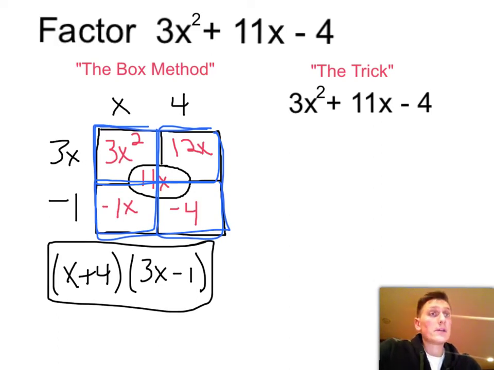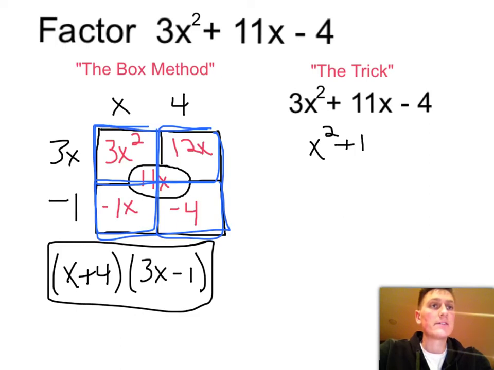Let's look at the last method, which is the trick method. Remember, the first step in the trick method is to drop the coefficient. Here we drop the coefficient of 3, keeping the first two terms of x squared plus 11x. To get the very last term of this trinomial, we take the leading coefficient of 3 and multiply it by the constant term, which gives us negative 12.